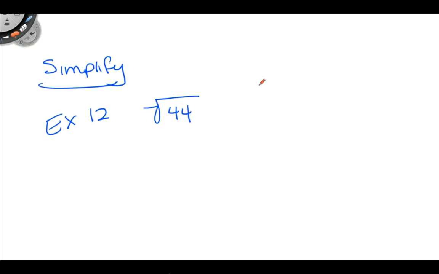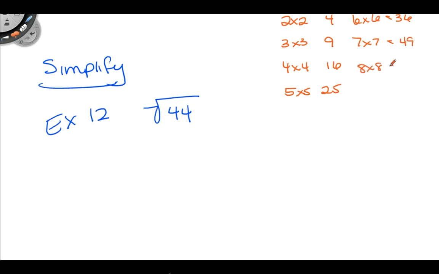You want to think of all your perfect squares. We have 2 times 2, which is 4, 3 times 3, which is 9, 4 times 4, which is 16, 5 times 5, which is 25, 6 times 6, which is 36, 7 times 7, 49, 8 times 8, 64. And I could keep going on. I want to know, is there one of these perfect squares?